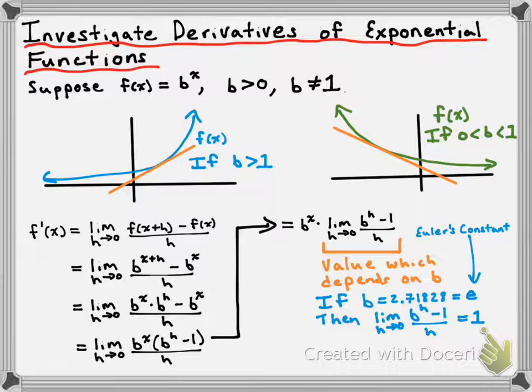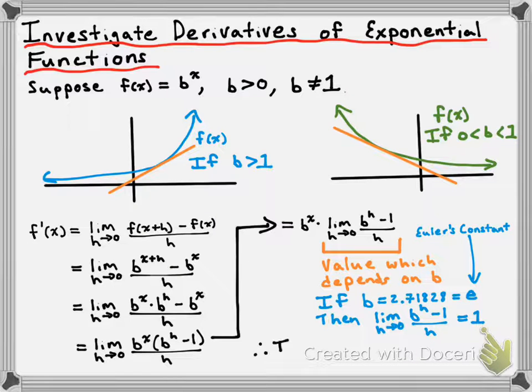Now, once again, the reason that's important is that we have found a number, in this case e, so that when we take the derivative of an exponential function with that number as the base, the derivative is exactly equal to the function that we started with.